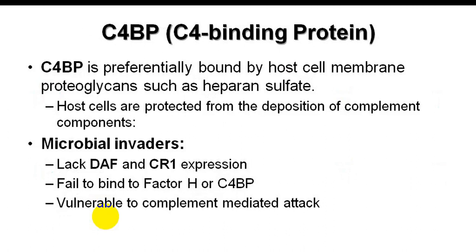Now let's study some interesting facts about C4b binding protein, or C4BP. It preferentially binds to host cell membrane proteoglycans such as heparan sulfate. And this is the reason, once C4b binding protein preferentially binds to the host membrane, the host cells are protected from deposition of complement components. Whereas the same C4b binding protein, once it binds on microbial invaders, which microbial invaders? The microbial invaders that lack decay accelerating factor and complement receptor type 1 expression. Once it binds to the microbial surface, it fails to bind to factor H or C4 binding protein. And once it is unable to bind, the microbe becomes vulnerable to complement mediated attack. So complement mediated attack is mostly on microbial invaders. The regular cell is often spared from complement mediated lysis or complement mediated attack.